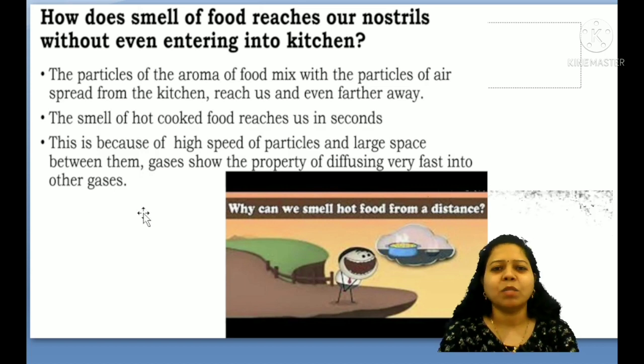Now we learn what is meant by diffusion. The intermixing of substances into each other is known as diffusion. In the case of gases, intermolecular space is very high. That's why they can easily mix into another substance, and that's why the smell of cooked food easily mixes into the air, and through that air we get the smell of food easily without entering the kitchen. And this happens only because of the process of diffusion.